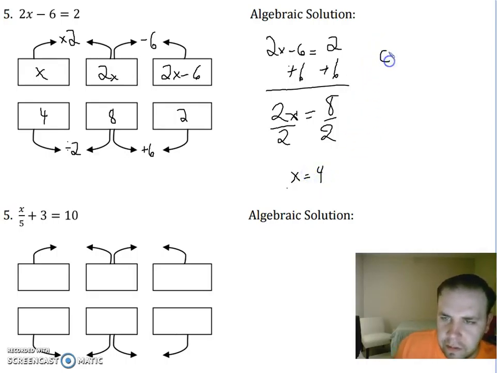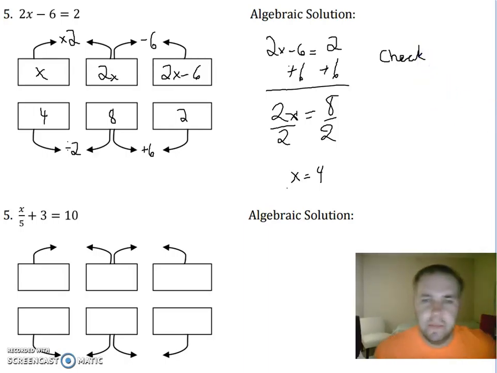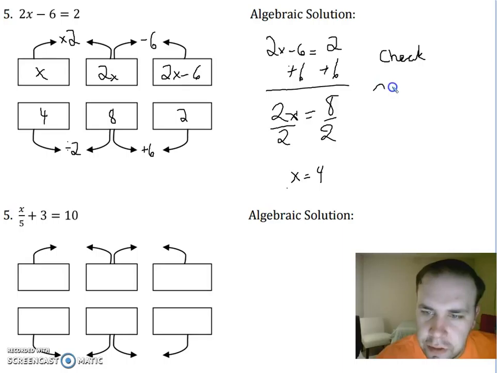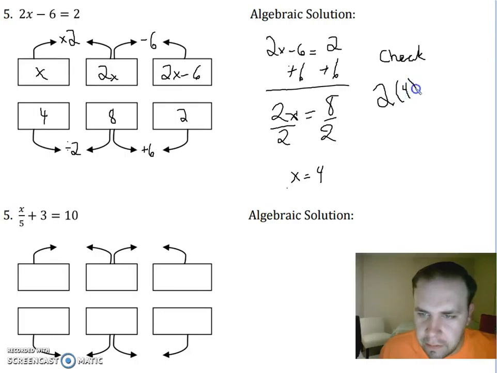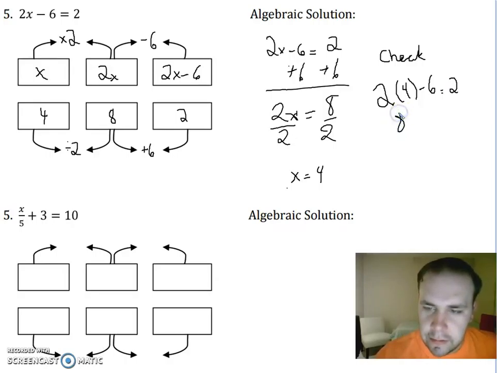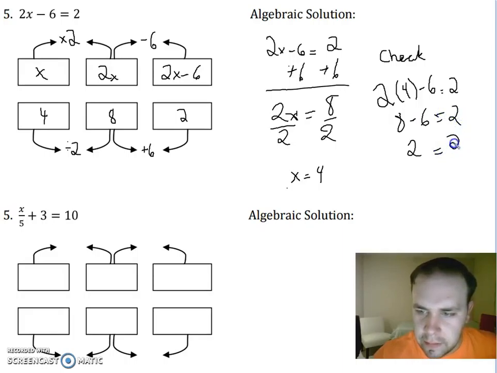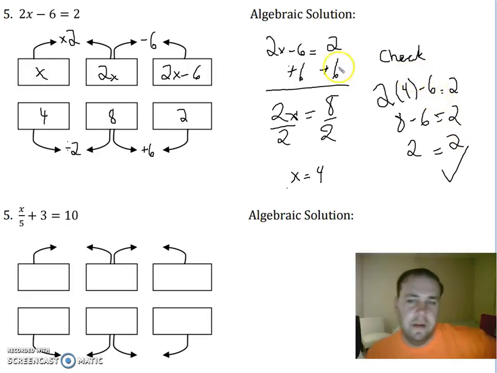Let's just do a little check. So let's check and see if that's right. So 2, and instead of writing x, we're going to write the value of 4. 2 times 4 minus 6 should equal 2. Well, 2 times 4 is 8. 8 minus 6 is 2. And that equals 2. Therefore, we have solved it algebraically, recording and showing all of our steps.